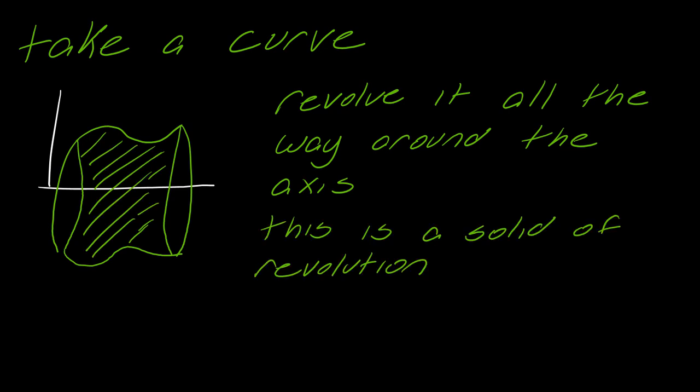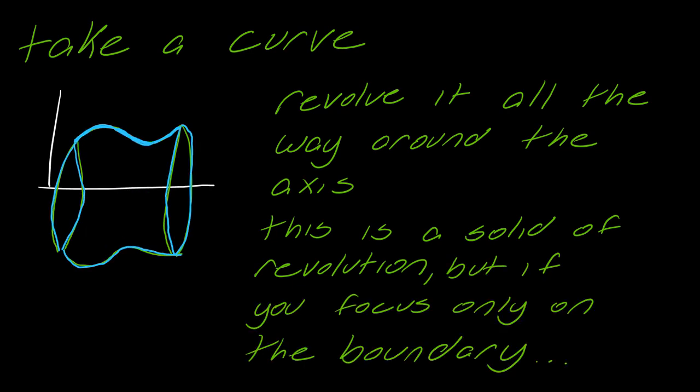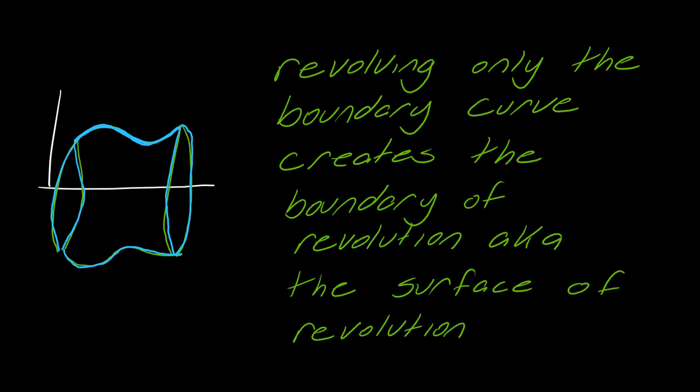And so we have a whole bunch of ideas like the solid of revolution and using integration with that. So now instead of having this whole filled in solid, what we're interested in is just this outline, the boundary of it. So revolving only the boundary curve creates the boundary of a revolution, i.e. we call that the surface of revolution. So it's literally the surface of that solid that we're thinking about.